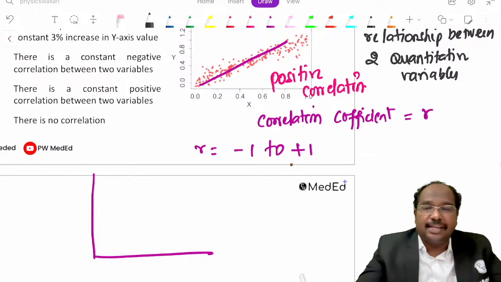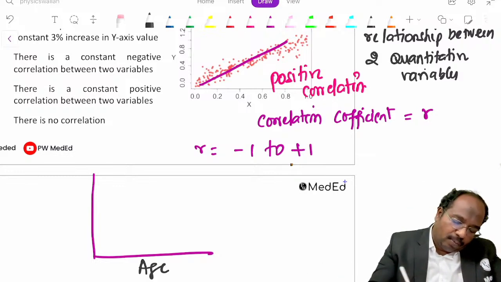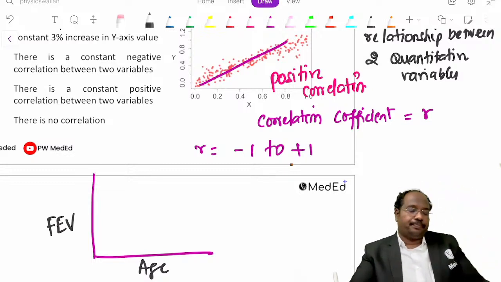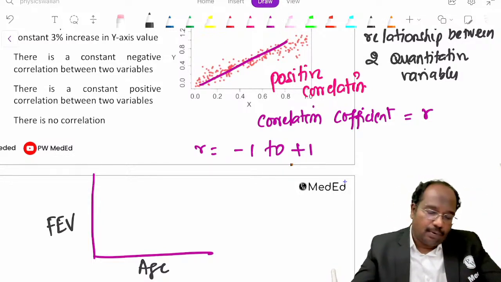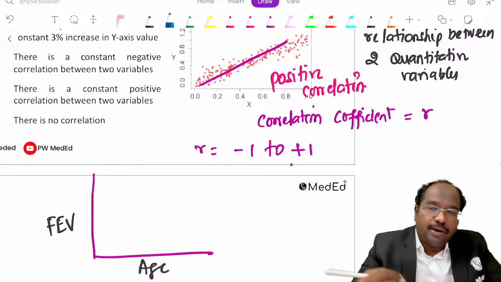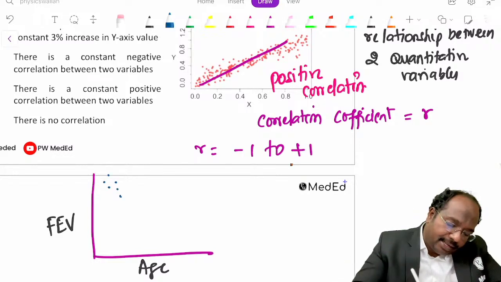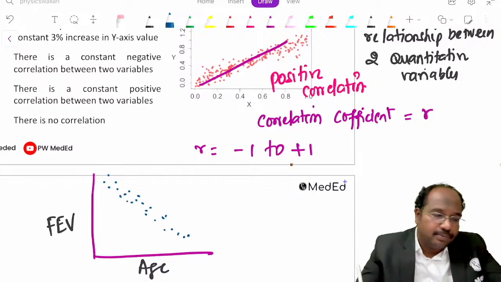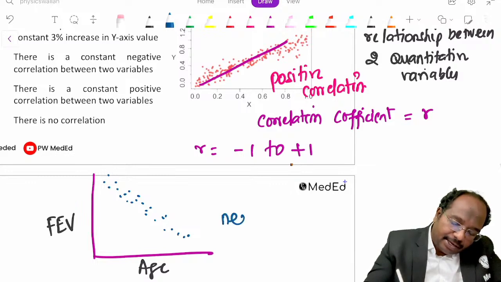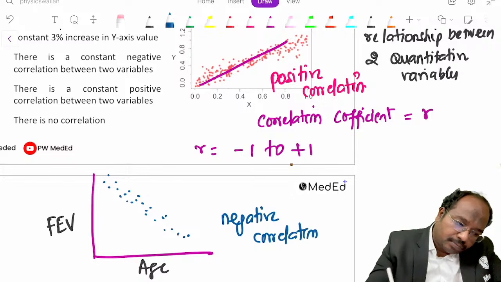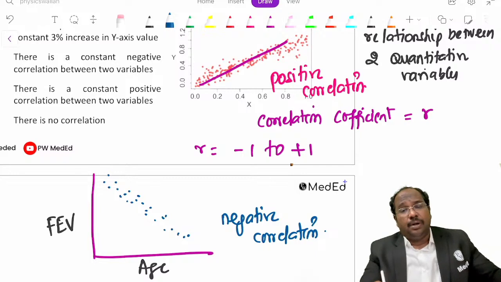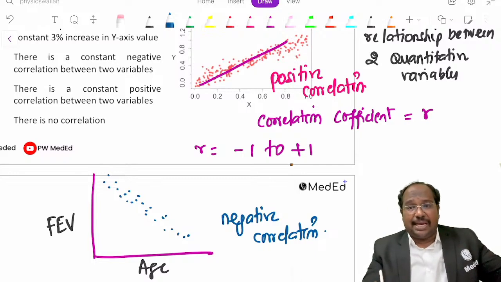Suppose I take the example of age and forced expiratory volume, FEV. If I increase one variable, the other variable decreases, then it becomes negative correlation. One variable increases, other variable increases means positive. The other variable decreases means it is negative correlation.